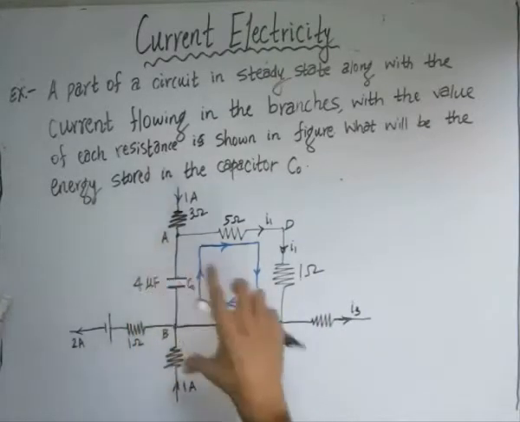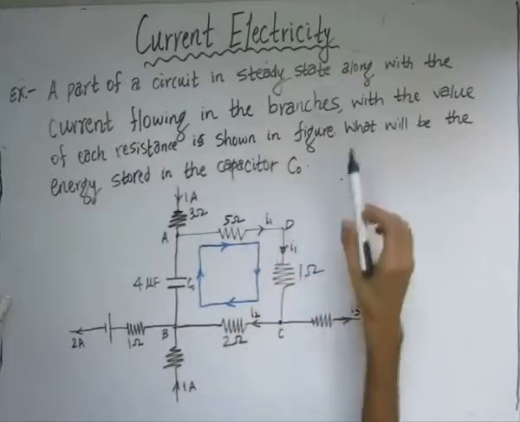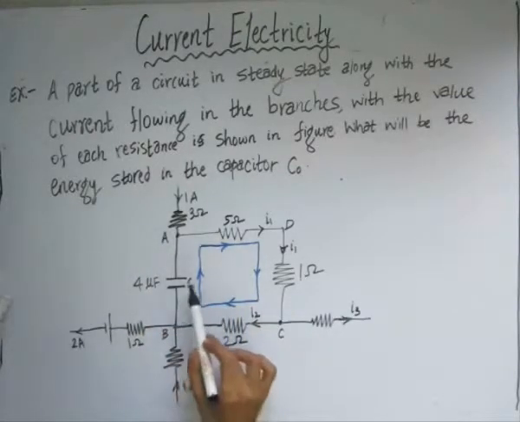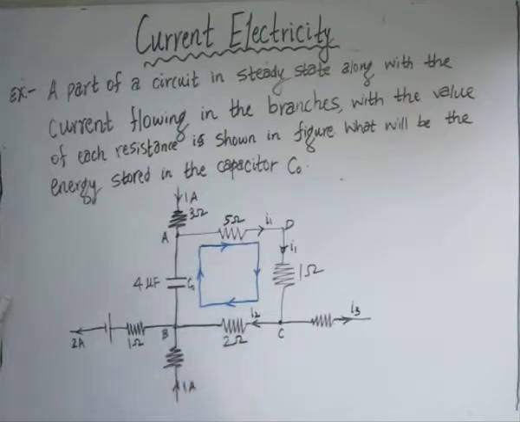Now, as per this numerical, a part of a circuit in steady state, along with the current flowing in the branches and the value of each resistance, is shown in the figure. We are required to find the energy stored in the capacitor C0. This is the steady state circuit given to us. This is the capacitor C0 with a value of 4 microfarad, and we have been given some of the current distributions along the branches of the circuit.